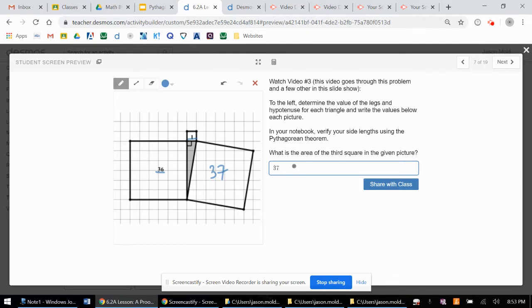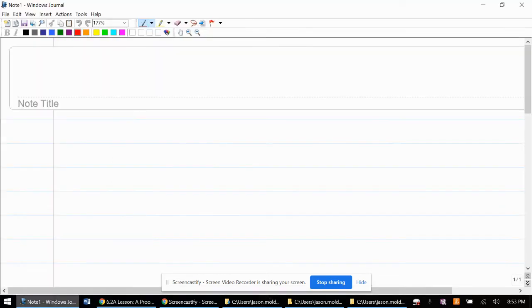So this leg here would be 1, this leg here would be 6, like we can tell, and the hypotenuse would be root 37. Because to get from the area of a square to its side length, we need to square root it. And so if the side lengths are 1, 6, and root 37, we're going to verify this in Pythagorean theorem.